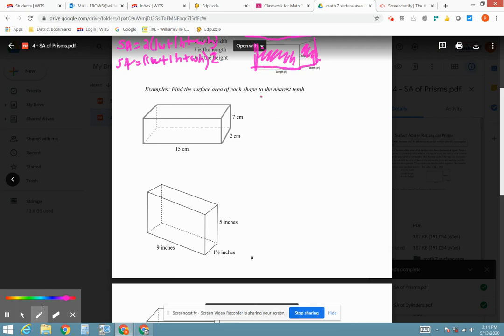So if I want to find the surface area of this, I write 2 little Willie lost his white hat twice. Okay, then I plug in what I need. 2, the length is 15, the width is 2, the length is 15, the height is 7, the width is 2, the height is 7.